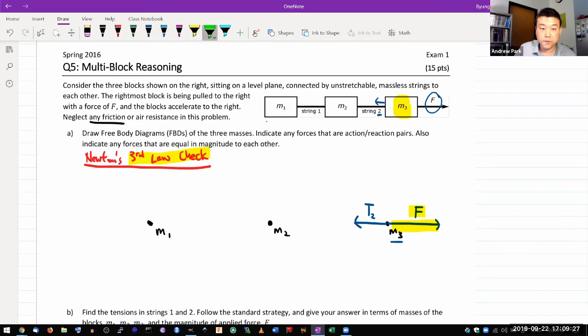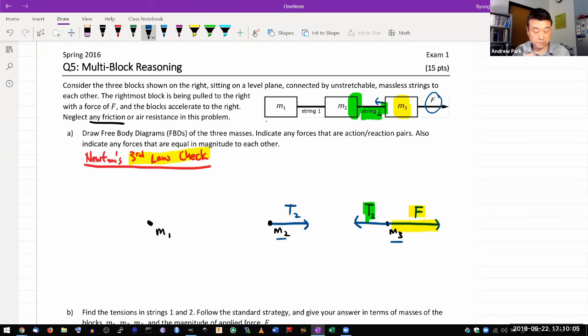So for this force T2 from string 2, you think about the reaction force to this T2. Technically the reaction force is on the string, but I'm not drawing a diagram of the string. Really all that the string is doing is allowing these two sides to interact with each other. So the reaction force is on this side here, on M2. I should have a force on M2 that's equal in magnitude and opposite in direction. Now I have a force on M2, which is going to cause M2 to accelerate.